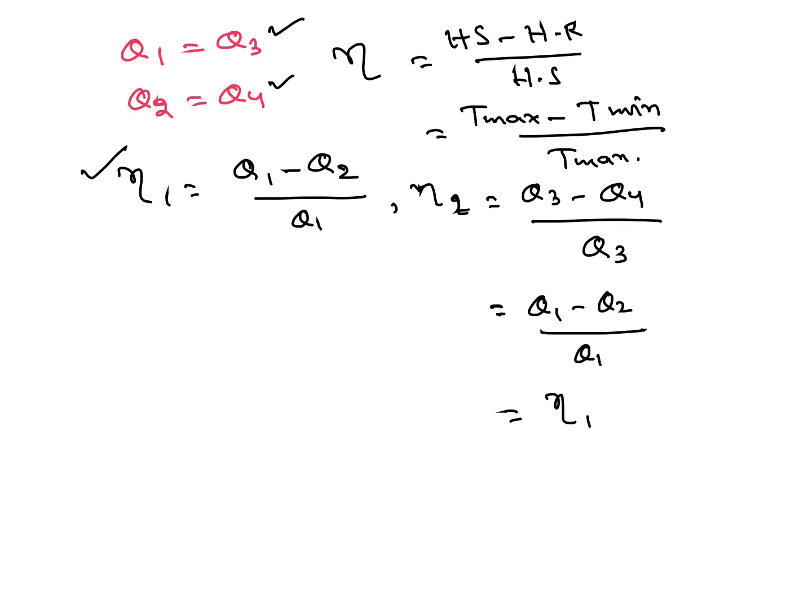Then we will apply here. For the first engine, already we know efficiency is T maximum minus T minimum divided by T maximum. So for the first engine, T maximum is 1600 Kelvin, so 1600 Kelvin minus T2 divided by 1600 Kelvin equals the second engine efficiency.